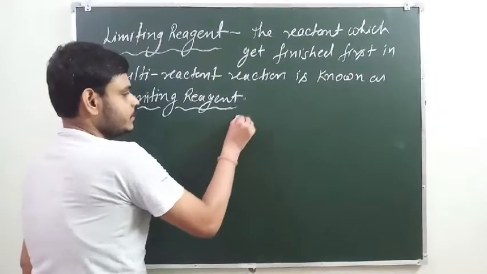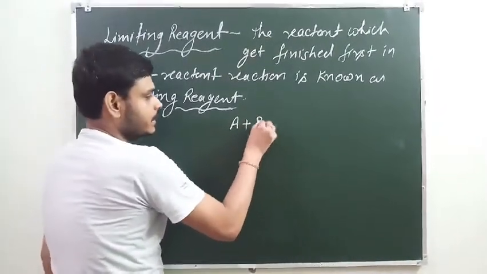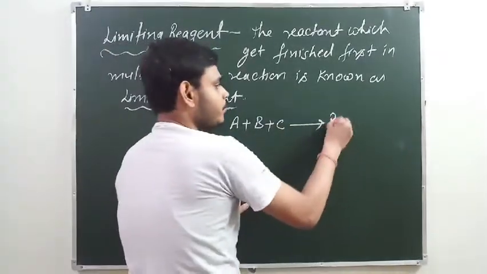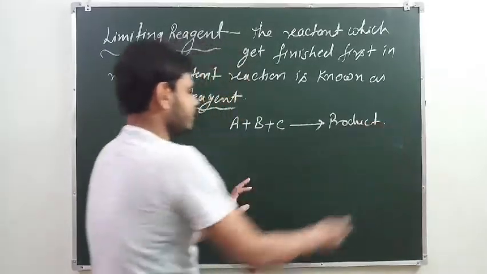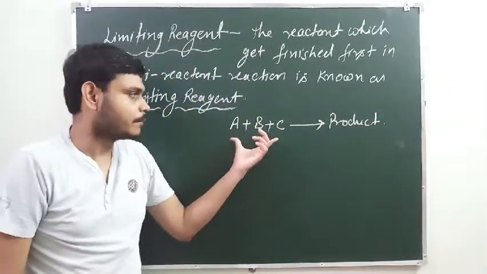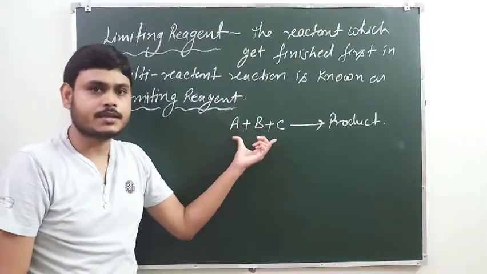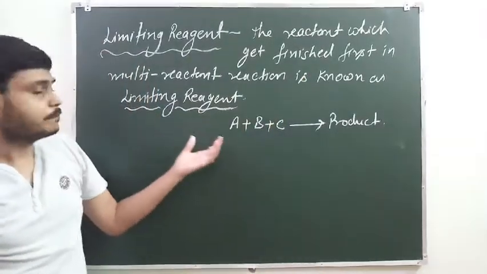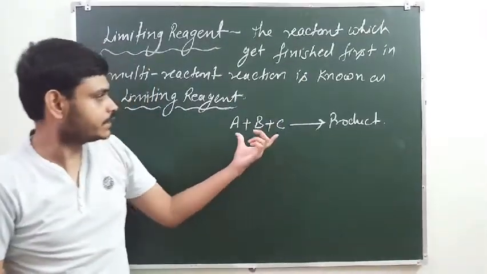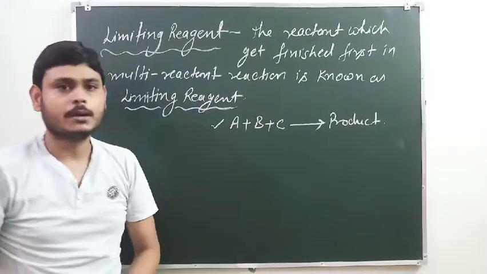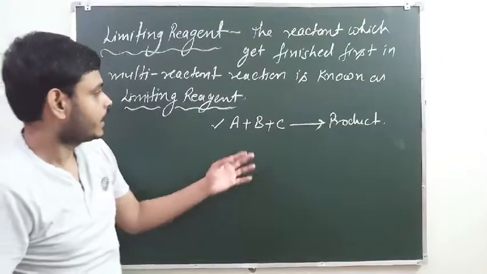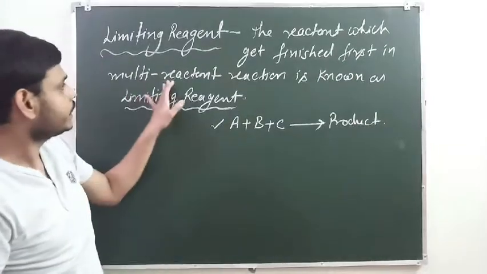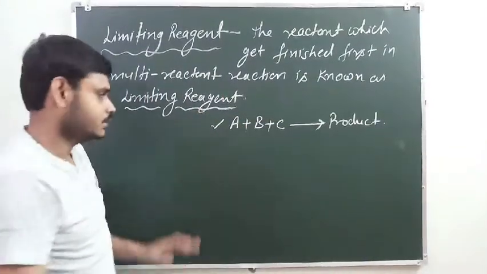For example, reactant A plus reactant B plus reactant C react together to form product. This reaction is a multi-reactant reaction. It means that there are three reactants. Clear? Multi means many reactants. So there are three reactants, so this reaction is known as a multi-reactant reaction. According to this definition, the reactant which gets finished first in the multi-reactant reaction is known as limiting reagent.